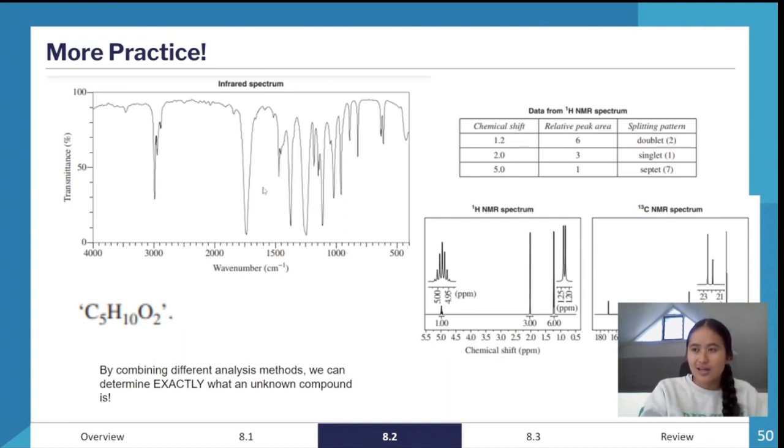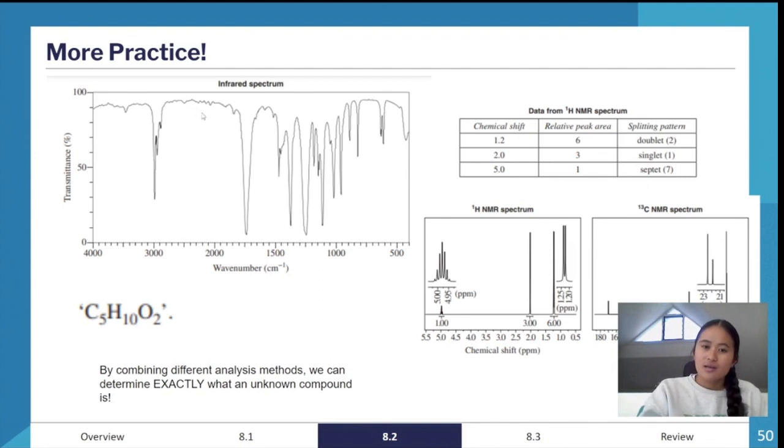Then we can look at this here. If you look at your data sheet, you'll see that if it's an acid, it would have a really, really broad peak around here. We are not getting that. We're not getting that broad peak at all. This is a very skinny peak. This corresponds to the C-H bond. So we can rule out that it's a carboxylic acid, meaning that what we're looking for today is an ester.